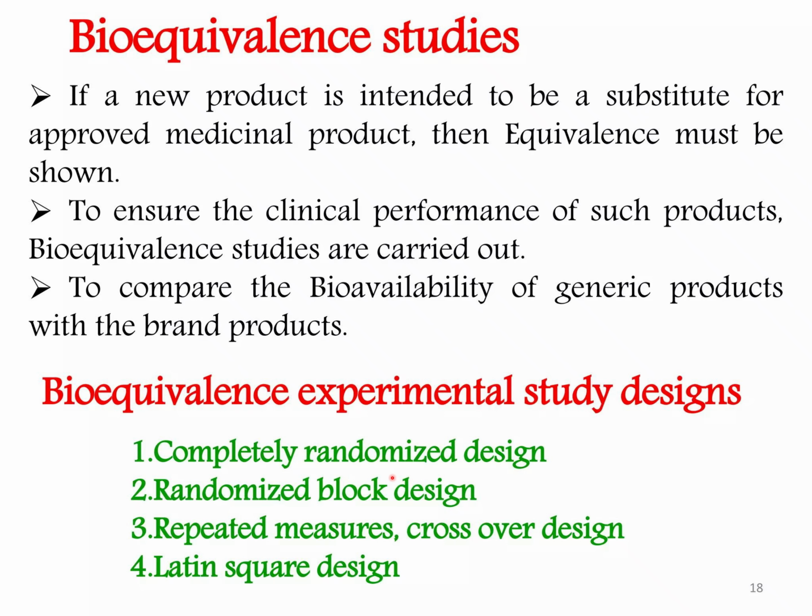First of all, completely randomized design. This is the randomized one. Then randomized block design. This is also randomized, but in that case, the volunteers are divided into different groups according to their age, their gender or whatever else. Then repeated measures or crossover design. In this case we usually administer one drug to one person at a time, then after the washout period we again apply the doses.